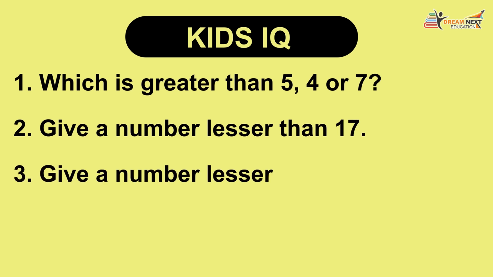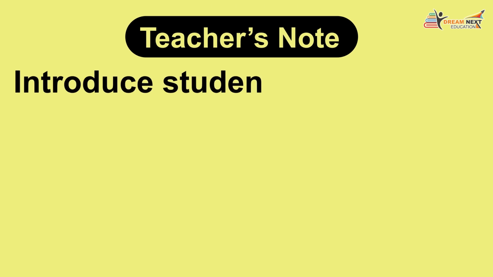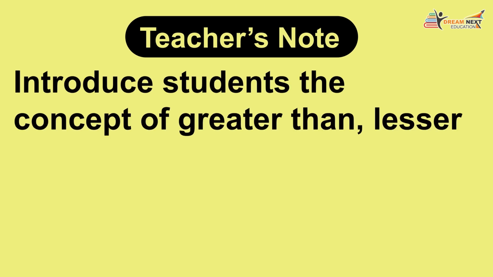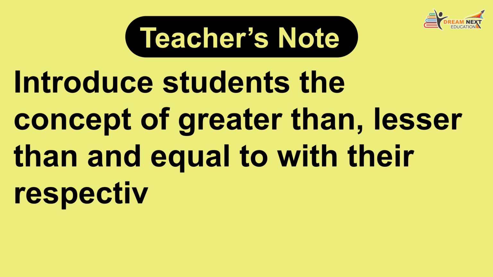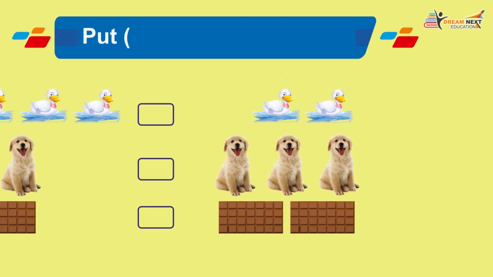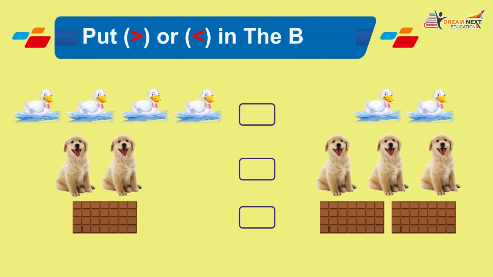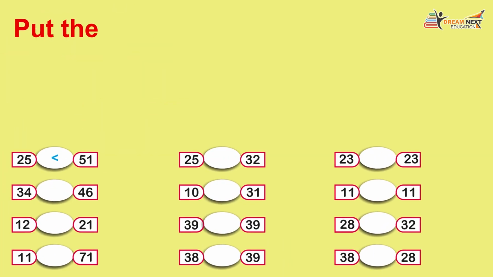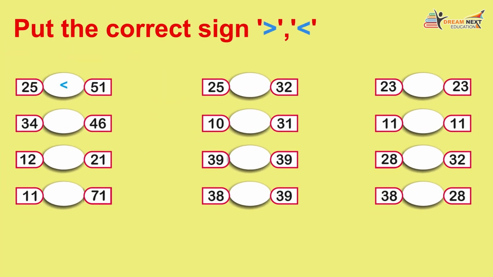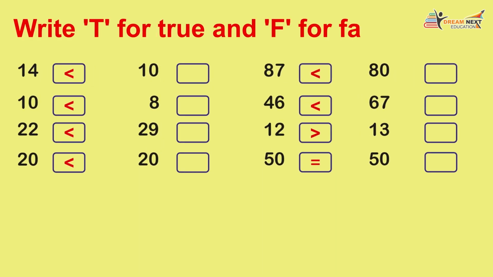Give a number lesser than 23. Teacher's note: Introduce students the concept of greater than, lesser than and equal to with their respective signs. Put greater than or smaller than in the boxes. Put the correct sign: greater than, lesser than or equals to. Write T for true and F for false.